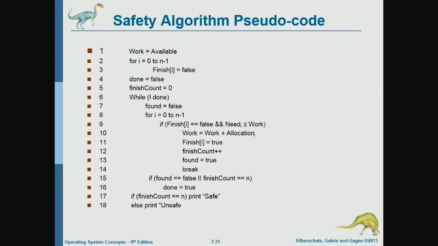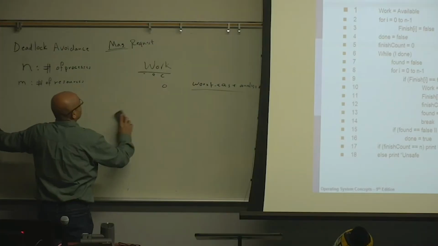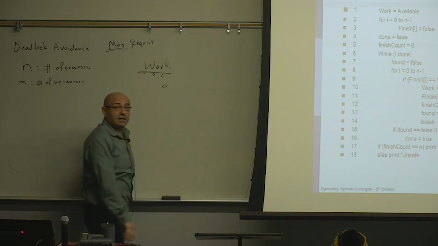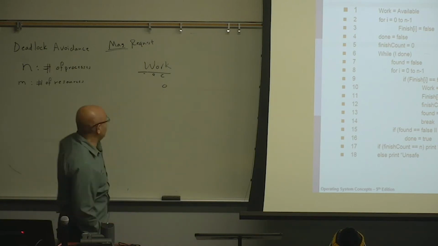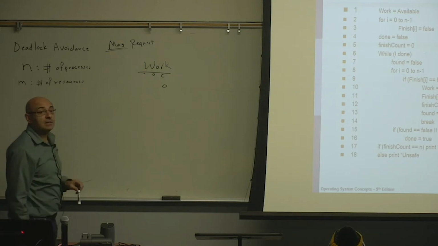And we finish if we finish all of them, or if we fail to find a process that is ready to go. Then the algorithm is done. If the finish count is n, then it's safe, otherwise it's unsafe. Now, given that n is the number of processes and m is the number of resources, what's the running time of this algorithm?